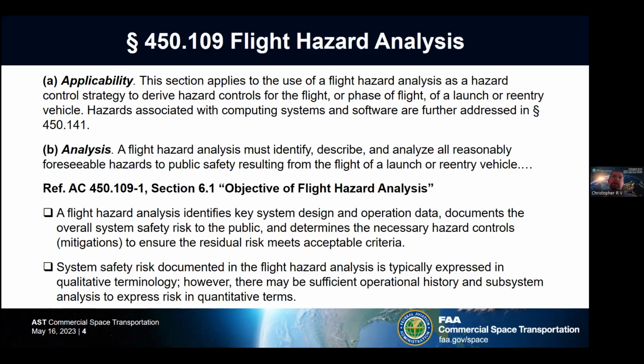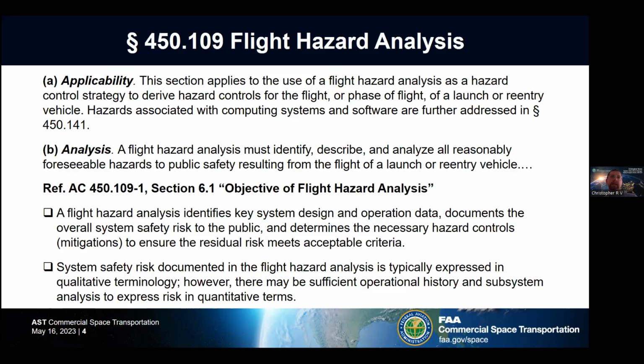450-109 applies to the use of a flight hazard analysis as a hazard control strategy to derive hazard controls for the flight or phase of flight of a launch or reentry vehicle. Additionally, any hazards associated with computing systems and software are further addressed in 450-141, and we'll discuss that in part 4 on Thursday. A flight hazard analysis must identify, describe, and analyze all reasonably foreseeable hazards to public safety resulting from the flight of a launch or reentry vehicle. And I believe we discussed how to determine reasonably foreseeable hazards in 450-107 on last Thursday.